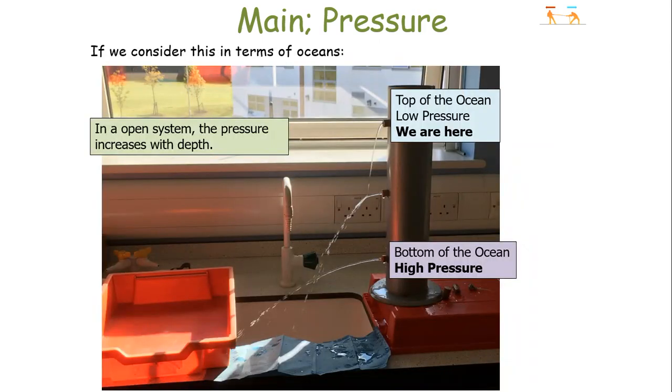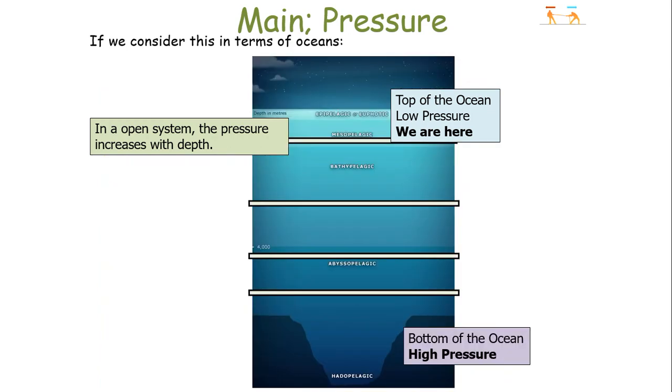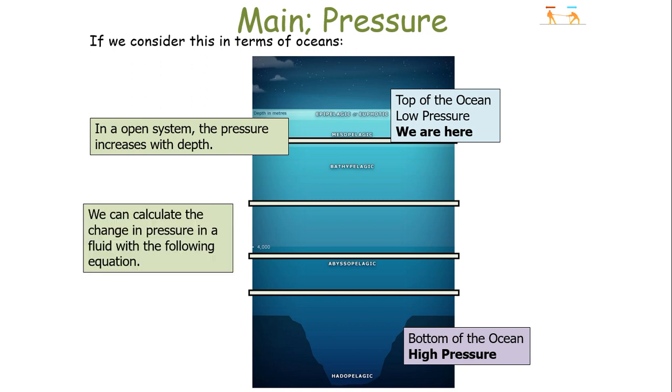So, if we consider this in terms of oceans, basically we consider the top of the cylinder to be like the top of the ocean, which is where we are normally. Okay, so that's the low pressure, and at the bottom of the ocean, the bottom of the cylinder, you've got a high pressure. So again, we can link it back to our previous diagram in the discussion of oceans, which we talked about before. So we can calculate the change in pressure with the following equation.